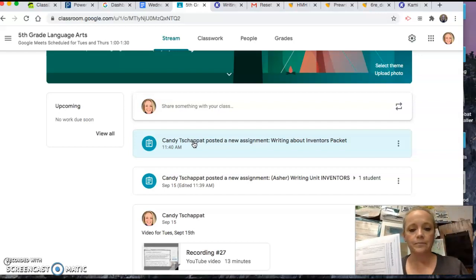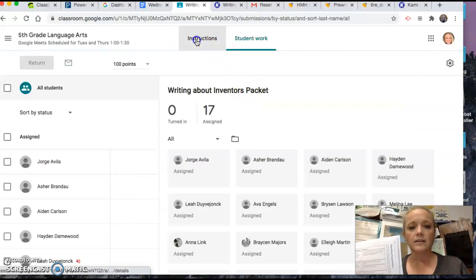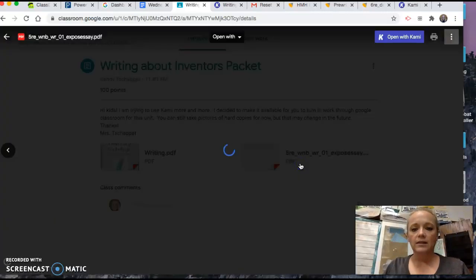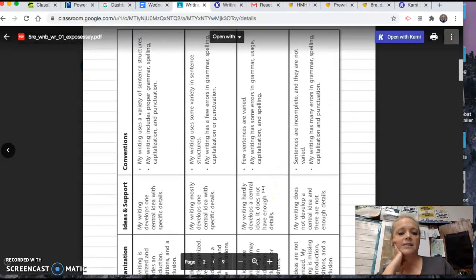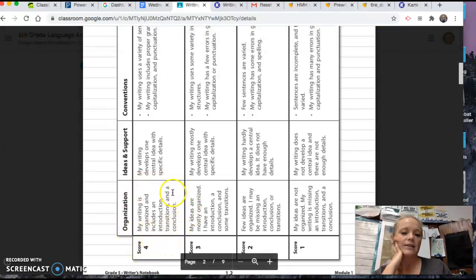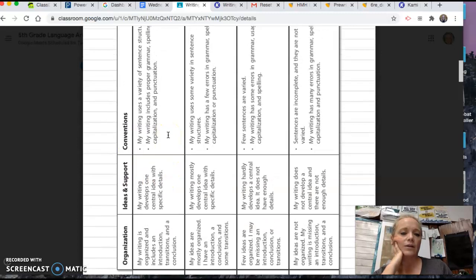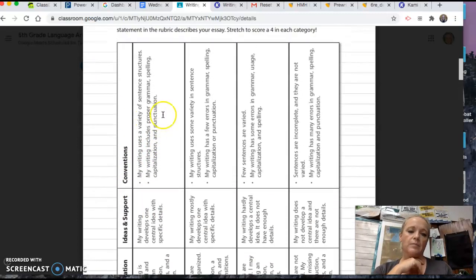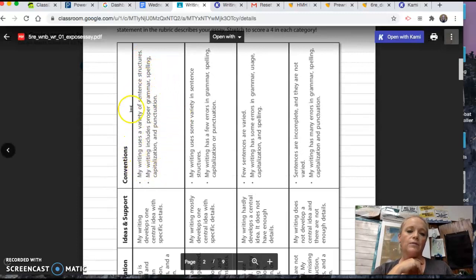And anyway, so if I click on this and I go to the instructions, I click this thing, it's the second page. You can see that you can get a score of 4 by doing these things in organizing your paper. For ideas and support, you can get a 4 if you do these things. For conventions, that's a fancy word for making sure you don't have any errors in your paper, you can get a 4 if you do these.